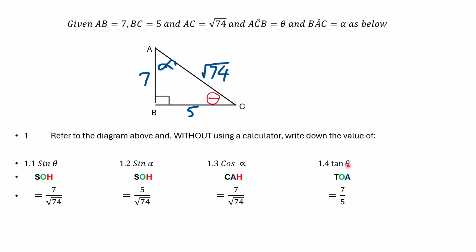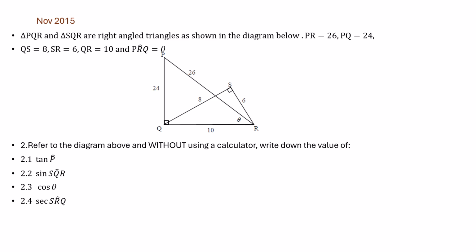If we say tan theta, from theta, tan is TOA, opposite over adjacent. Opposite theta is 7. Next to theta is 5. Remember, square root 74 is across the 90 degrees, so that stays my hypotenuse. Opposite is 7, adjacent is 5, and therefore my answer is 7 over 5. Generally in an exam, you get 1 mark for each. Some examiners are lenient and can even give you up to 2 marks. So this is just a basic problem. The next one I've copied from a past exam, I think November 2015, so let's look at that problem.